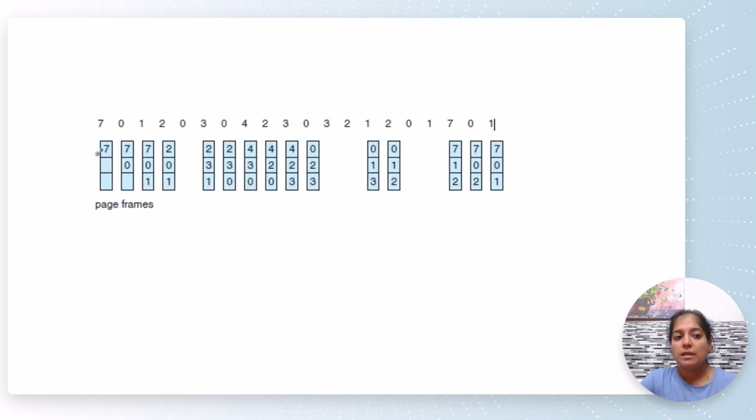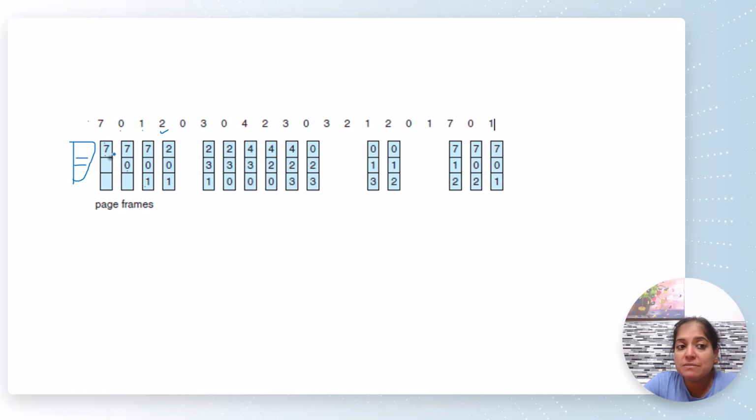Initially all 3 frames are empty. Our reference string 7 is called. 7 is not there, so 7 is loaded in memory. Then 0, so 0 is loaded in memory, then 1, so 1 is loaded in memory. Now 2 is not here, that means a page fault. So we need to replace one of the pages. We will replace as per first in first out.